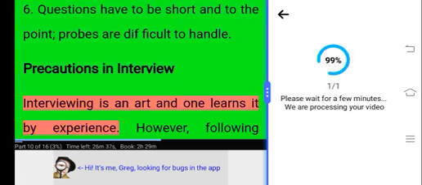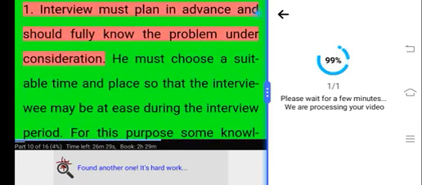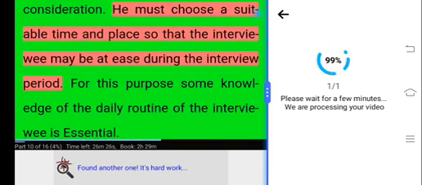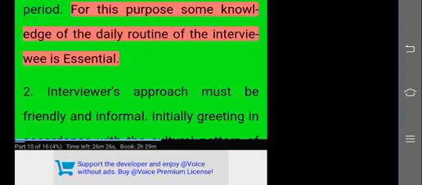Precautions in interview. Interviewing is an art and one learns it by experience. However, the following points may be kept in view by an interviewer for eliciting the desired information. 1. Interviewer must plan in advance and should fully know the problem under consideration. He must choose a suitable time and place so that the interviewee may be at ease during the interview period. For this purpose, some knowledge of the daily routine of the interviewee is essential.